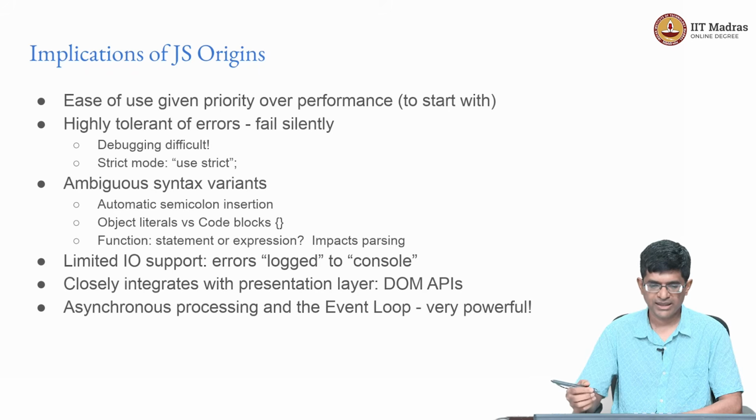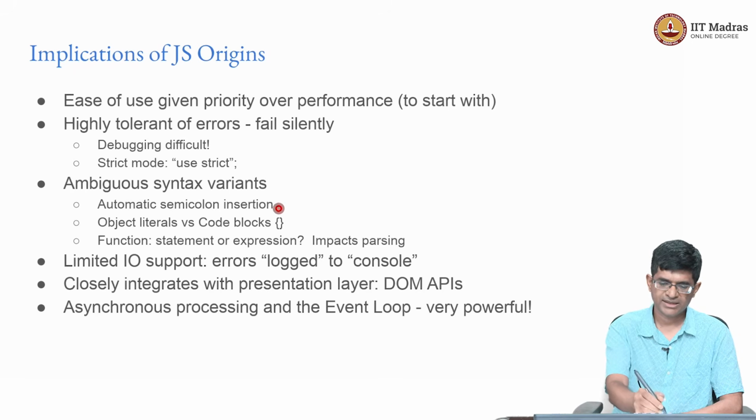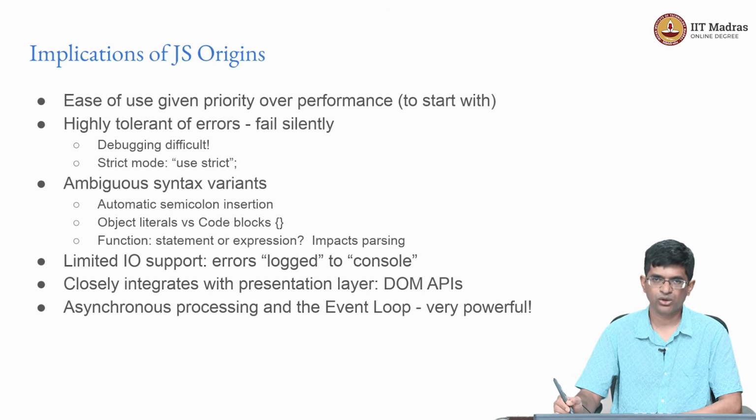Now, the other problem with the JavaScript origins is that because it was a quickly put together language, there were a number of places where the language had ambiguous syntax, right? There is this one concept called automatic semicolon insertion, which basically says that you don't really need to terminate each line with a semicolon. The problem is that's a bit vague. It says you don't need to, but there are a couple of instances where you can actually run into problems if you don't properly put in a semicolon.